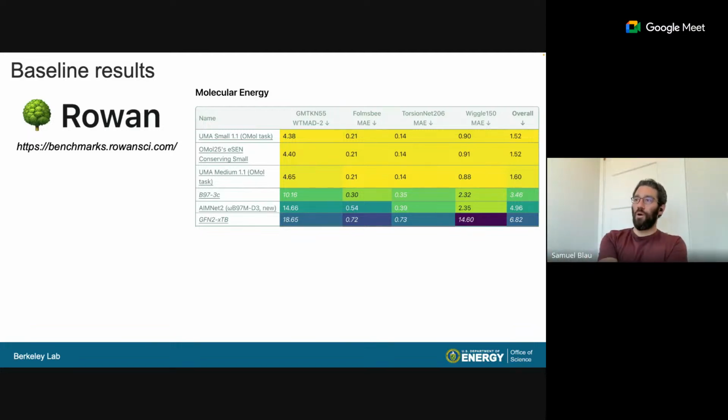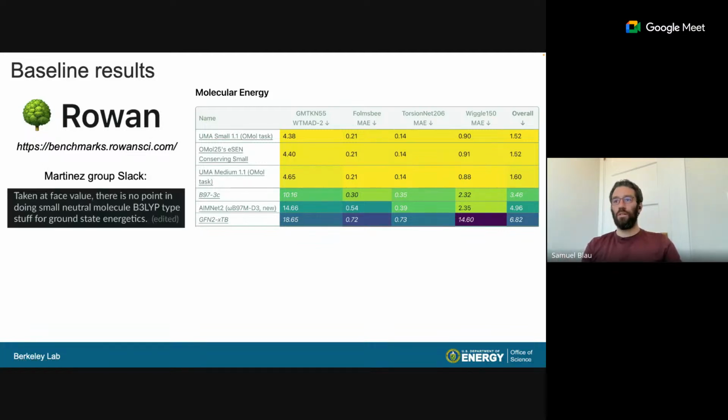And Rowan has their own leaderboard where these are now all kcal per mole, or at least in this column, it's kcal per mole versus coupled cluster. So coupled cluster is kind of the gold standard for electronic structure of molecules. And what we can see here is that basically the models trained on OMol are just a step function change from everything else that came before. Across the board, much better performance on this Rowan leaderboard.